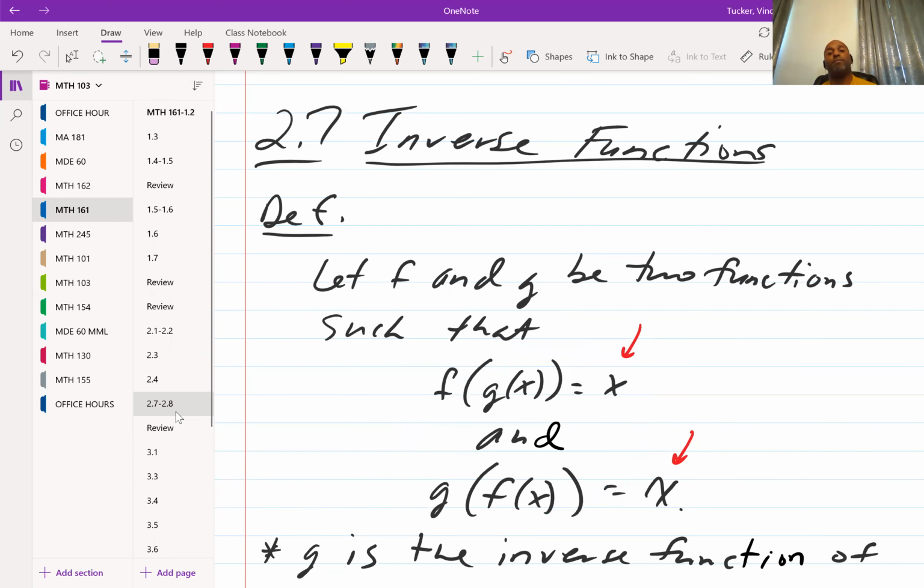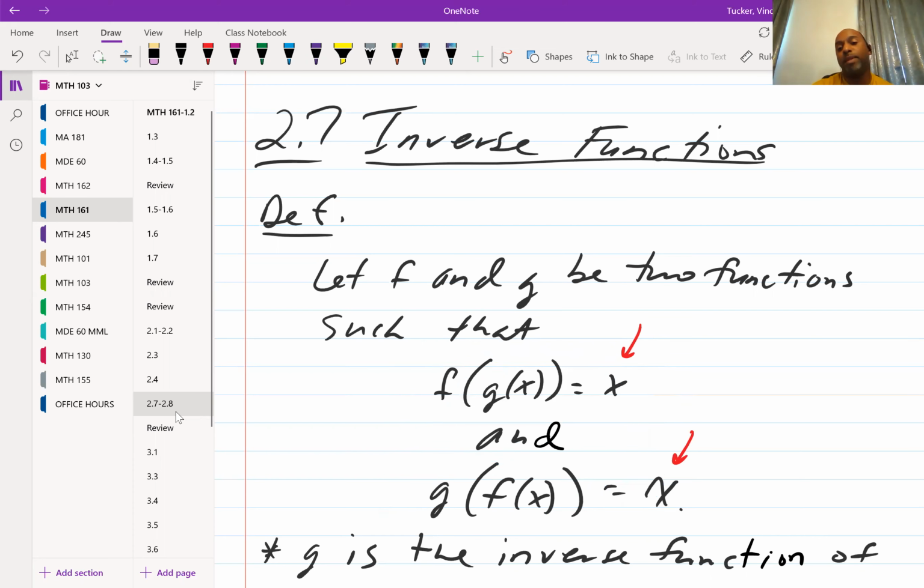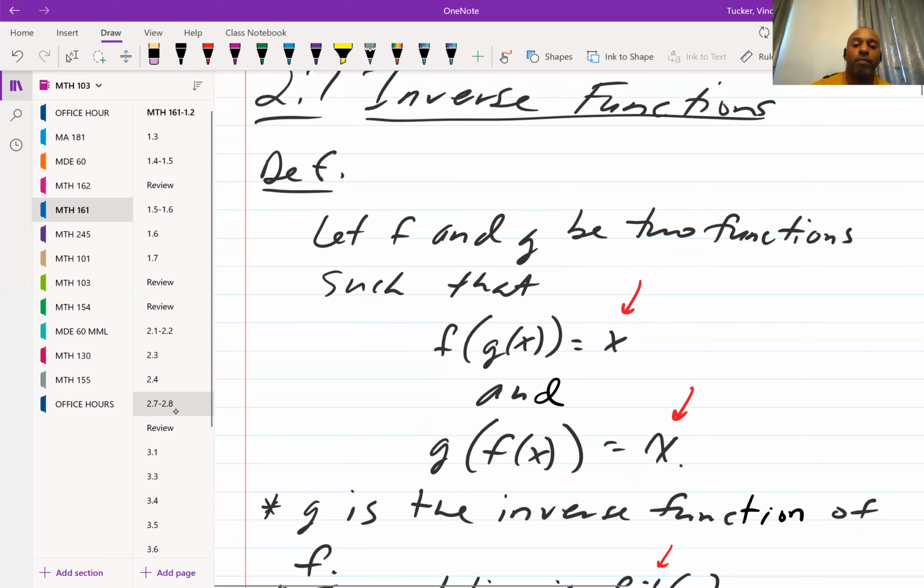So you will have problems wherein when you plug g into f, it'll reduce down to x, but then when you plug f into g, it would not. So you do have to check both. So you cannot take it for granted that one worked, that means the other one was going to work. So they both have to happen. And you do have to check both.